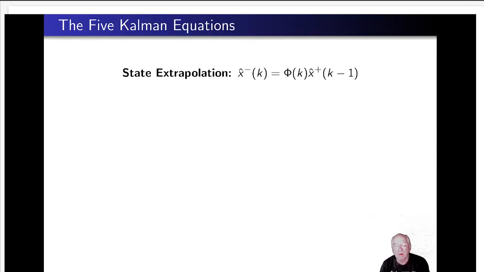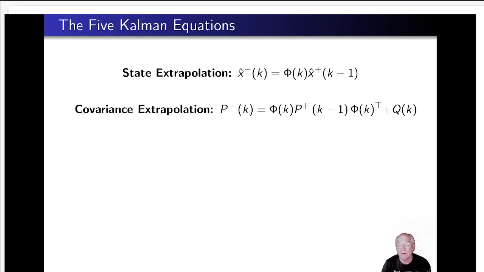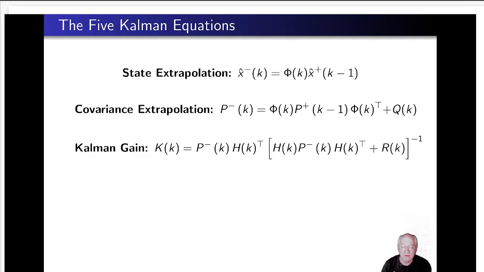All right, so we now have seen all 5 equations for Kalman filtering. Here's the first one, state extrapolation. We just apply phi to the previously updated state from time k minus 1. That gives us the predicted state estimate, x hat minus. And then we extrapolate the covariance as well. And so P minus k is just P from the last update at time step k minus 1, pre and post multiplied by phi and phi transpose, and then we add in the process noise covariance.